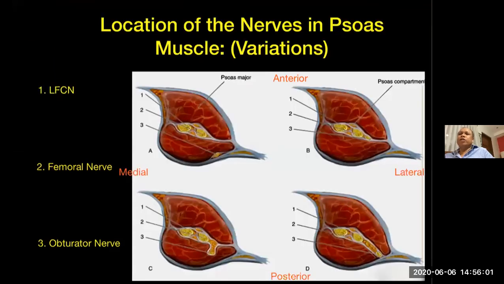So this is the psoas muscle with the nerve in between. As you approach it from posterior to anterior, you will be able to see the neurovascular area where the nerves are located, and that is where you have to inject the needle.